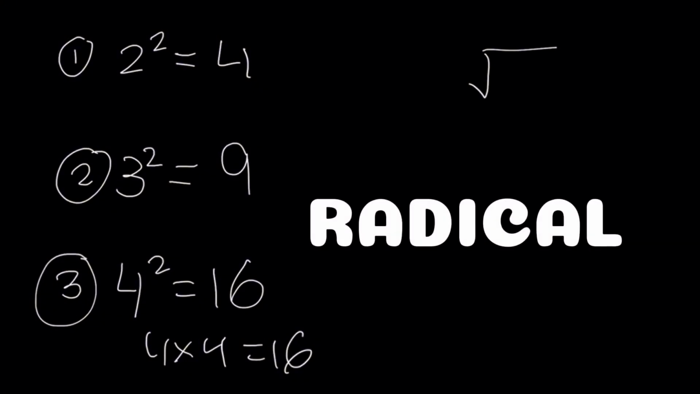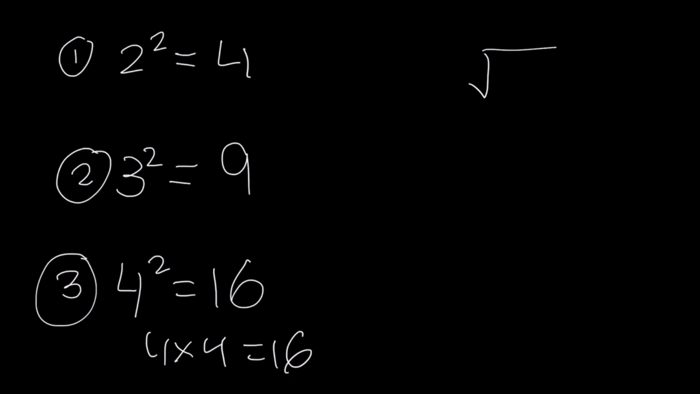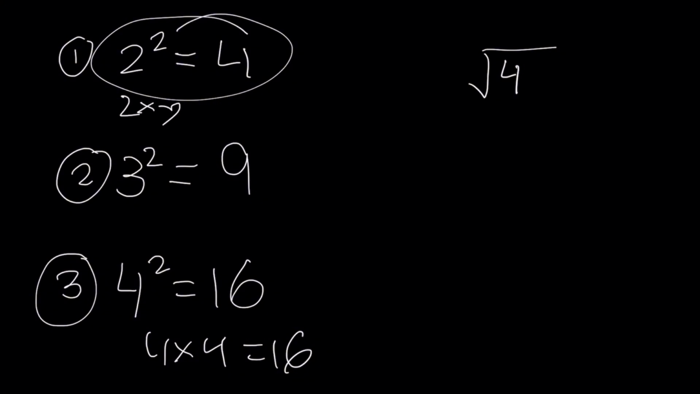This symbol is called a radical. So if I put 4 here, a question you want to ask yourself is: what number multiplied by itself will give you 4, or basically the number underneath the radical symbol? And over here, we saw that 2 times 2 equals 4. So we know that 2 multiplied by itself will equal 4. So the square root of 4 is 2.